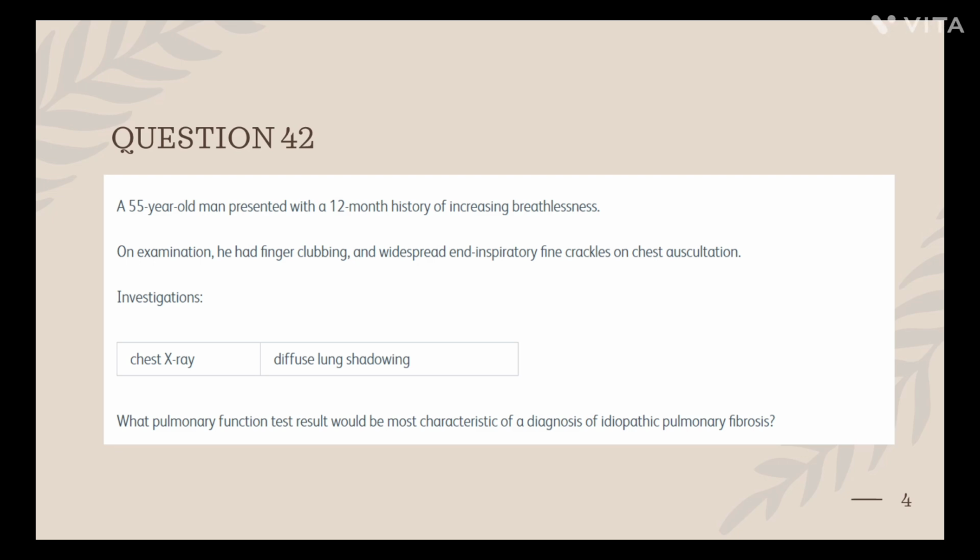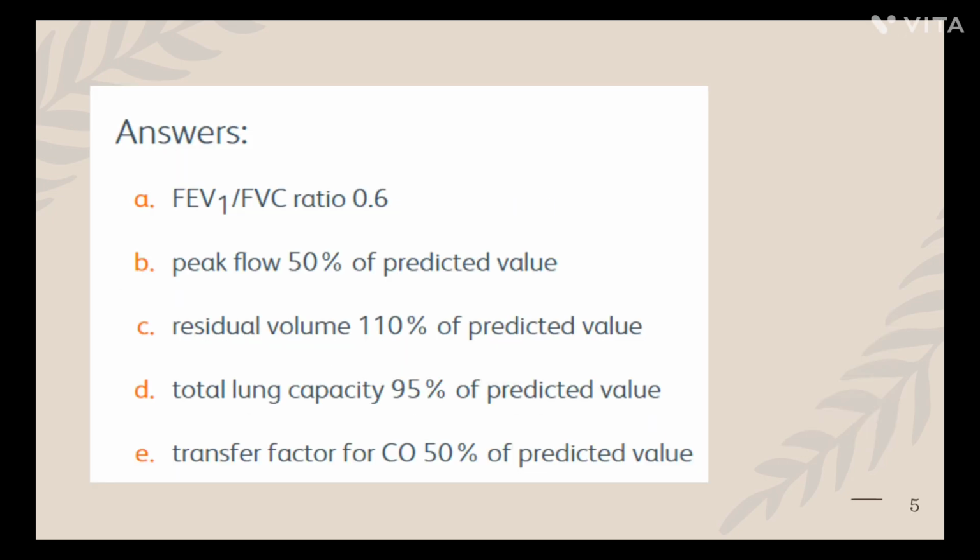Next, there is idiopathic pulmonary fibrosis, which is a restrictive defect. We'll look at the options. FEV1 by FVC ratio will remain the same, or is even increased, in restrictive diseases. It's not reduced. Peak flow 50% of predicted value. Residual volume 1% of predicted value, total lung capacity 95% of predicted value. For idiopathic pulmonary fibrosis, all of these will be reduced, right?